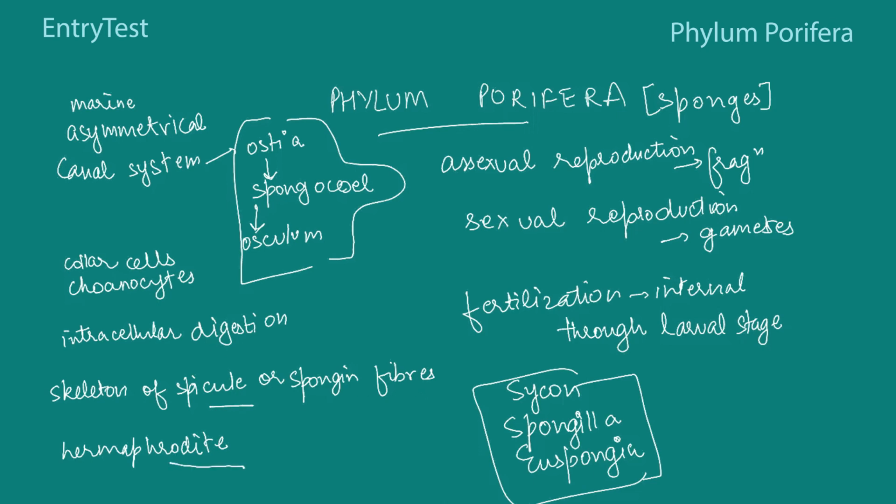They are hermaphrodites, that means the sexes are not separate. Asexual reproduction is through fragmentation, and sexual reproduction is through gametes. Fertilization is internal, and there is a larval stage which is different from the adult stage. And examples are Sycon, Spongilla, and Euspongia.